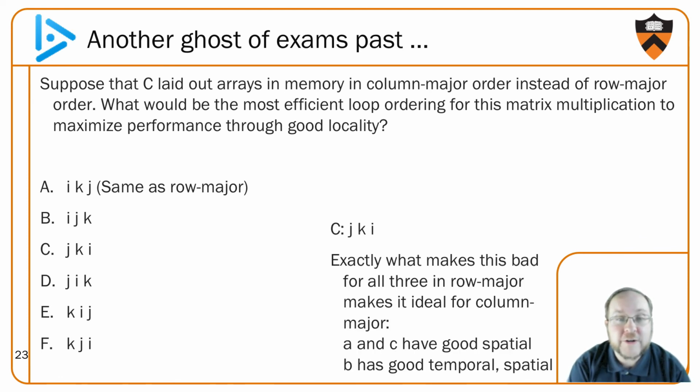So the answer here is the worst performing order that we saw 2 slides back. The problem then was that every operation was traversing a column instead of a row. But now that's exactly what we want to do. So we have J, K, I.